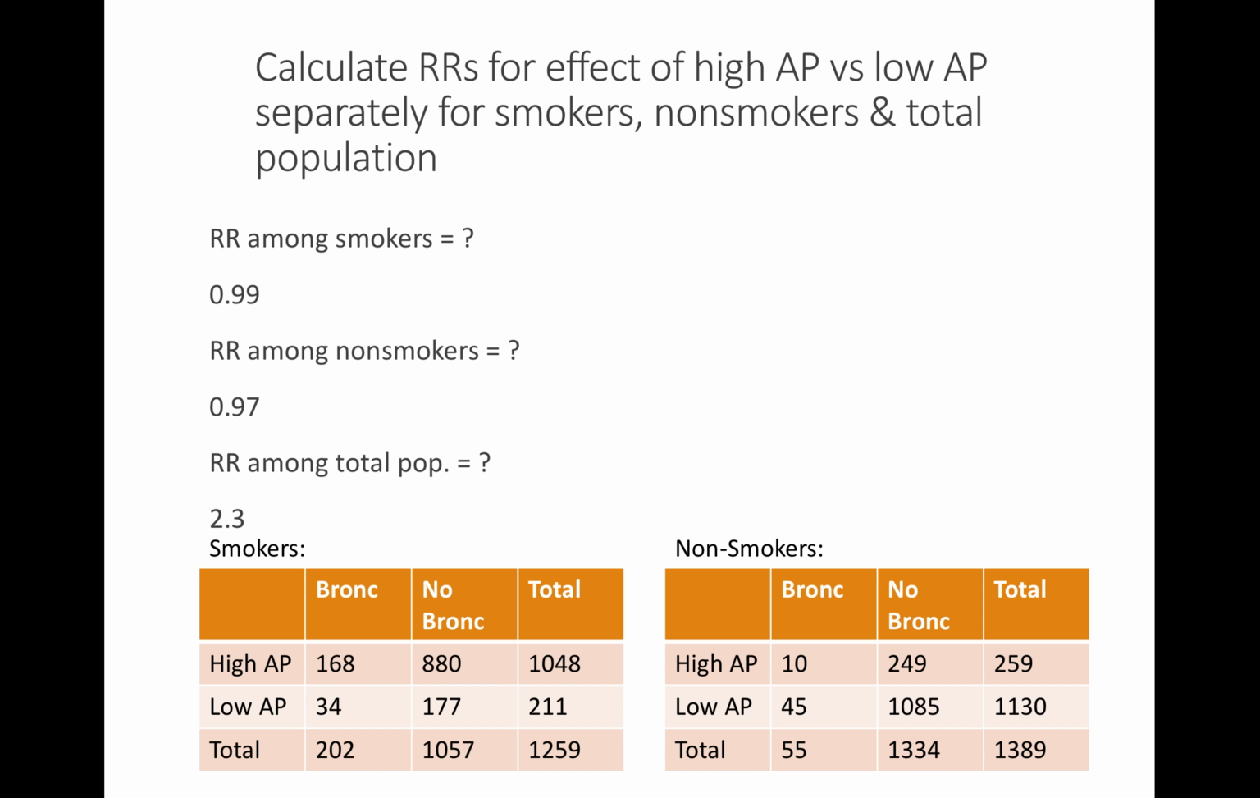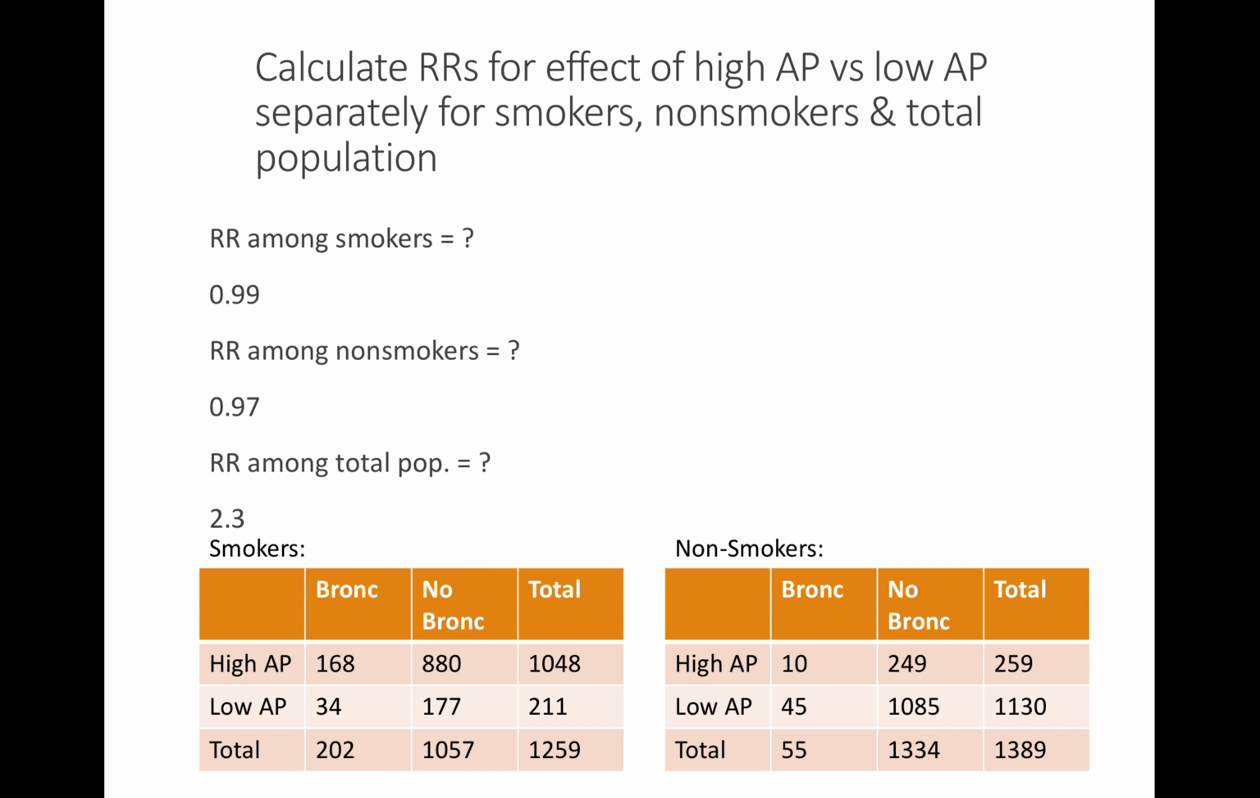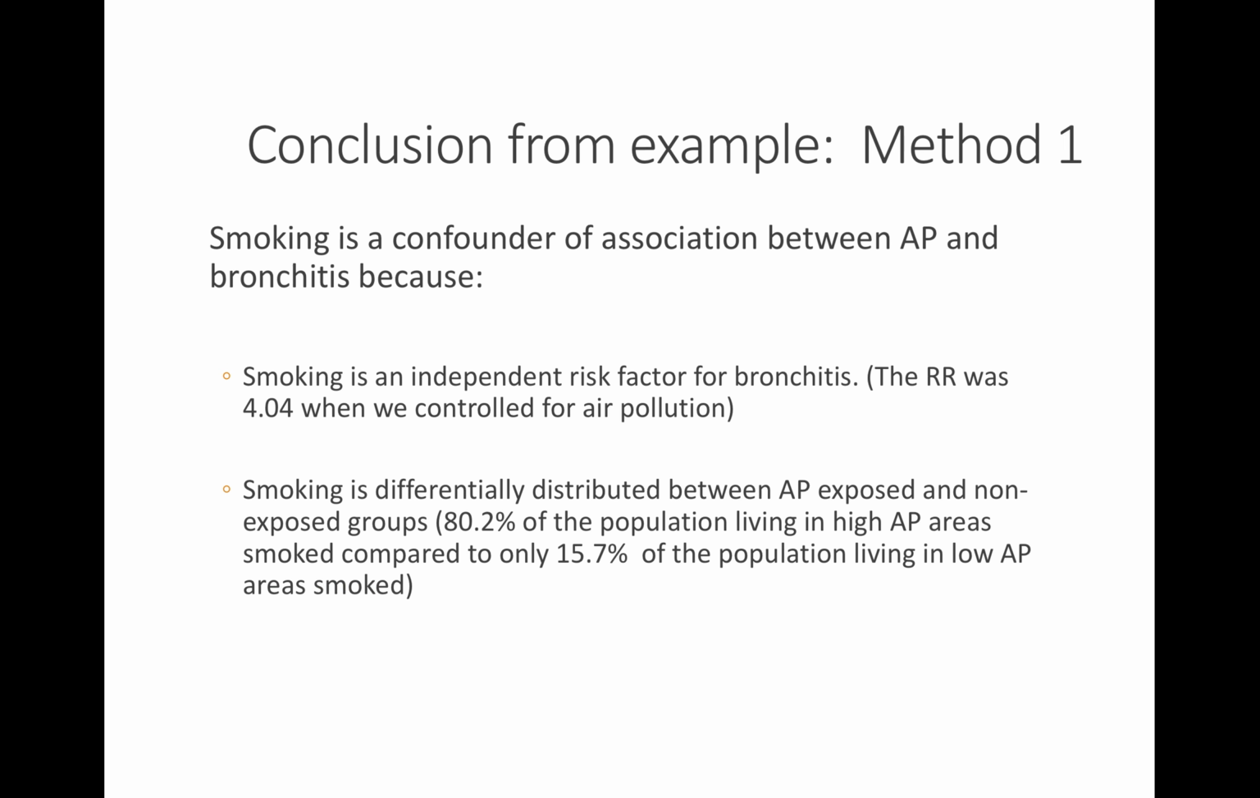But we want to see if this confounding variable is having enough of an effect on the relationship that we would determine that the association that we saw between the exposure and disease is contributed to the confounder rather than the exposure actually being a risk factor for disease. And so that's what we're doing in this method too, with our stratum-specific rates. So we know that smoking is a confounder because it meets these two criteria. The stratum-specific rates are either both greater or both less than the crude relative risk, and we know they were both less because 0.99 and 0.97 is less than 2.3.